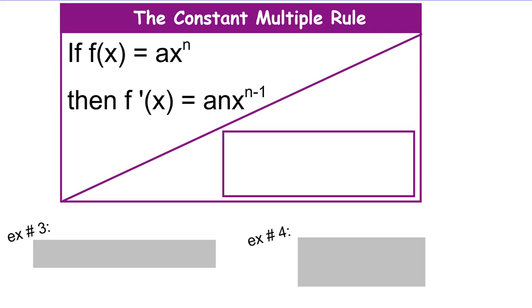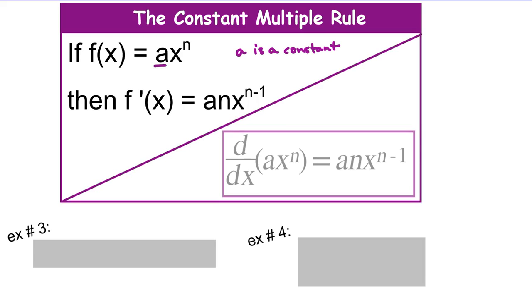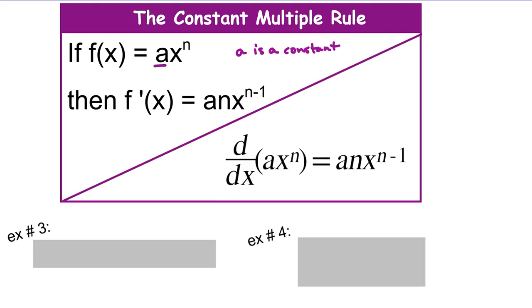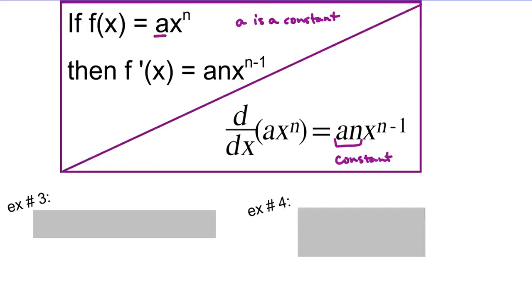And that is called the constant multiple rule. So I'm using a for my constant here. If I have f of x equals a times x to the n, then I bring down that n and I multiply it by the constant to give me my derivative, and then of course subtract 1 to get to the new power. And if you want to see that in Leibniz notation, it looks like that. So the new constant is a times n. So let's look at a couple of examples.